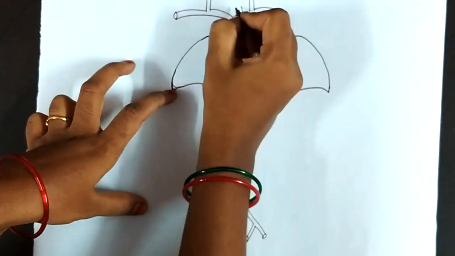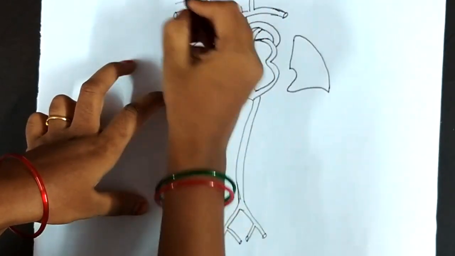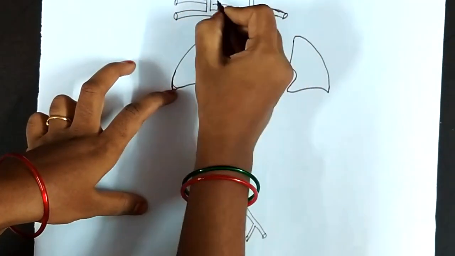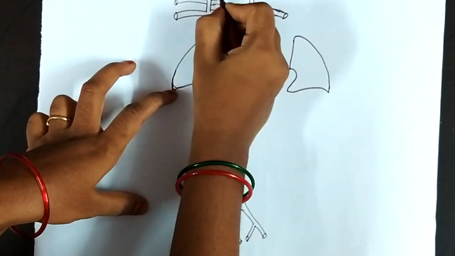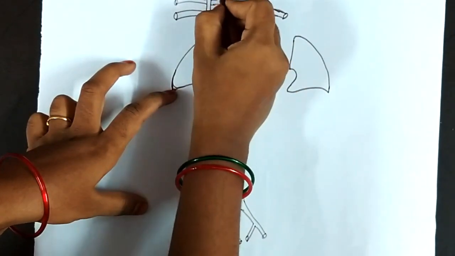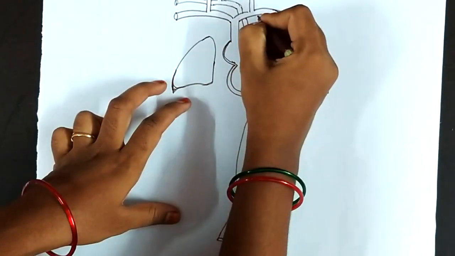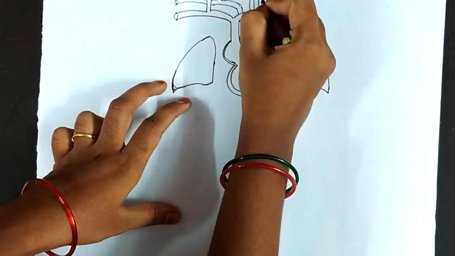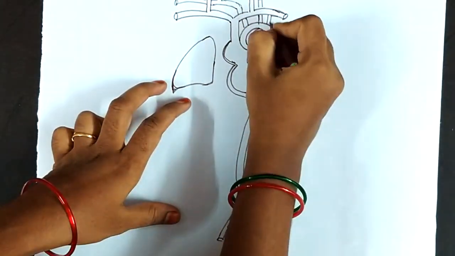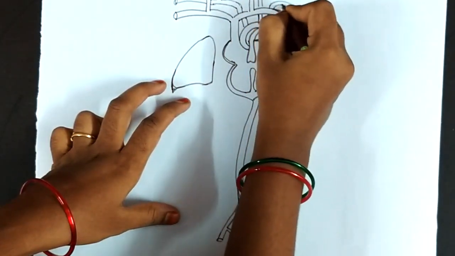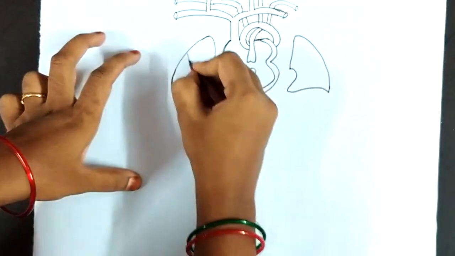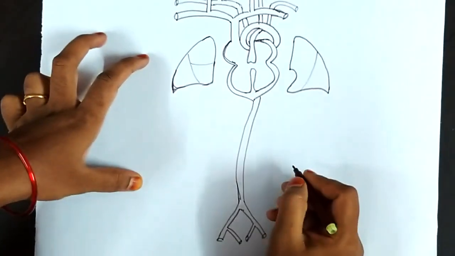So these are the branches of the arch of aorta: right brachiocephalic trunk, which divides again into right common carotid and right subclavian. Upward branch is the right common carotid and lateral side is right subclavian. This is the left common carotid and this is the left subclavian branch. This is the right line and this is the left line.